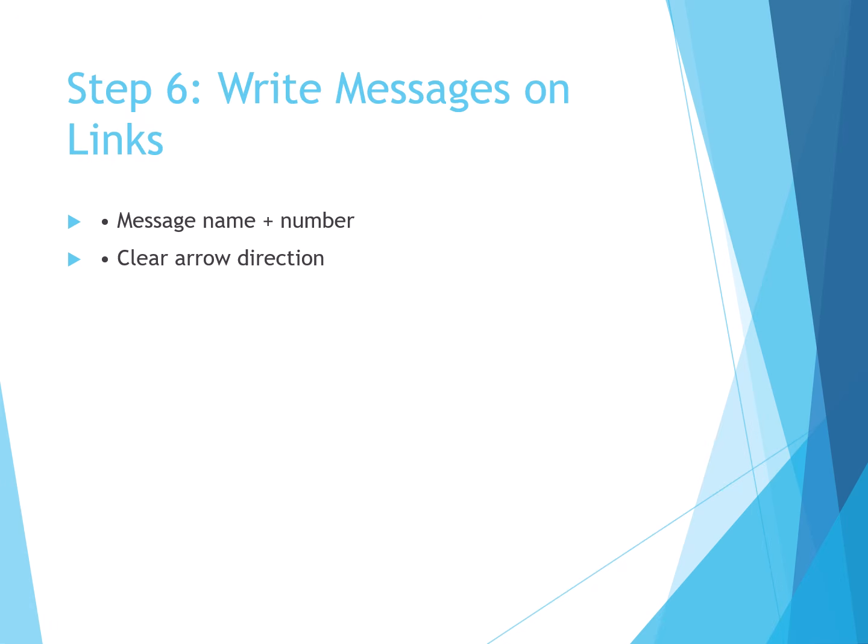Now let me show you the final collaboration diagram. These are only 6 steps we need to follow, and you have to remember them. First, identify the objects, and after that place the objects freely. After that extract messages, then number the messages, then draw links, and after drawing the links write the messages on the links.